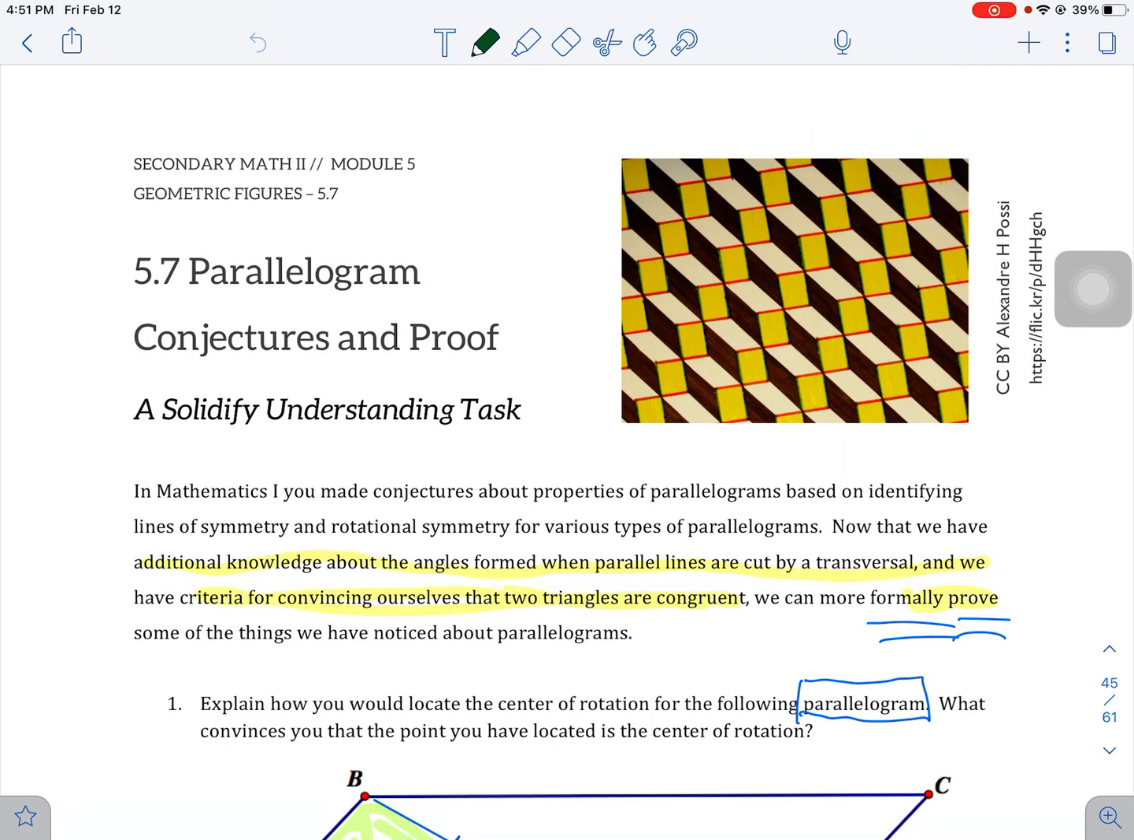Welcome. We're going to look at 5.7. This is conjectures and proofs. So we're going to take some of these conjectures and we're going to prove them formally.